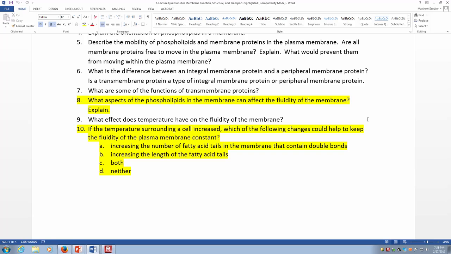Right, B. So in this case, increasing the length of the fatty acid tails would help to keep the fluidity of the membrane constant, because increasing the length would decrease the fluidity and counteract the increase in fluidity caused by the increase in temperature.